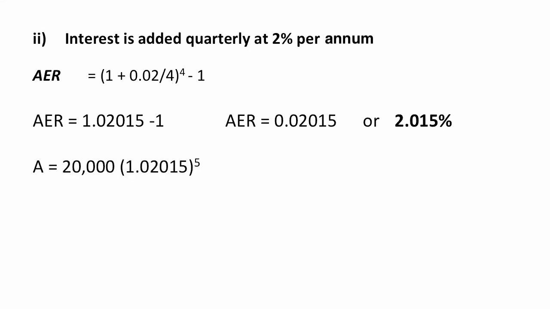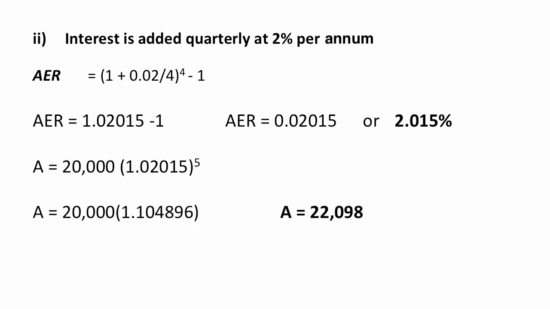So here's your compound interest part now. If you recall the formula, the compound interest A is equal to P times 1 plus R to the power of n. The rate of interest in your compound interest is going to be that here, 2.015%. So 1 plus that real rate of interest gives us 1.02015. Get that to the power of 5. 5 here now is the number of years you're going to leave your savings on deposit. Working through that, you end up with €22,098.